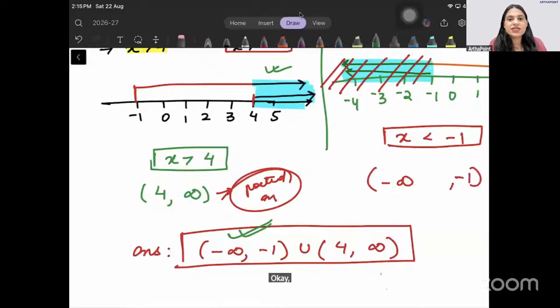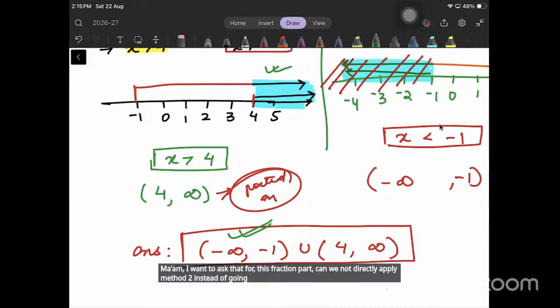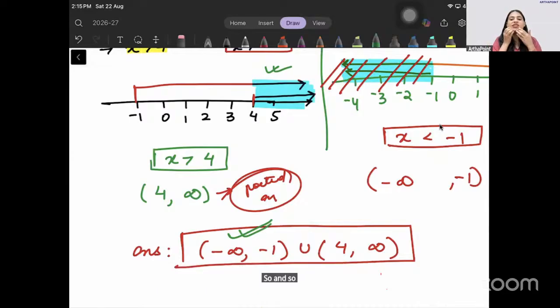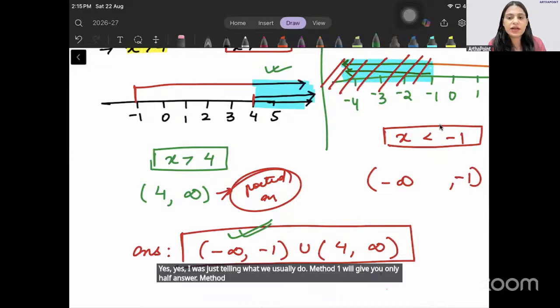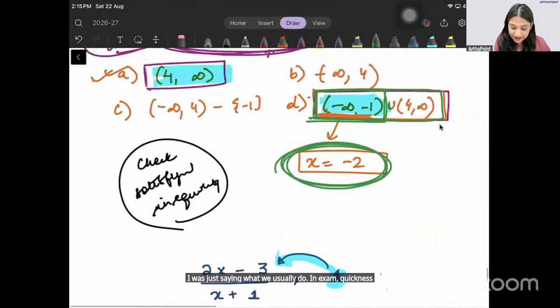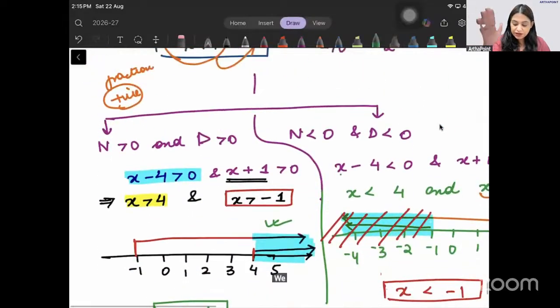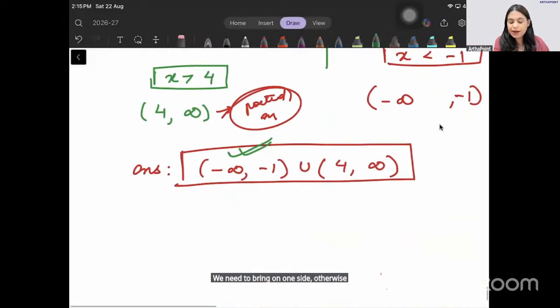Okay. Now please ask your doubt. Yes, please ask. Ma'am, I want to ask that for this fraction part, can we not directly apply method 2 instead of going for method 1 and so on? Yes, I was just telling what we usually do. Method 1 will give you only half the answer. Do not apply method 1. I was just saying what we usually do. In exam, in quickness we directly go ahead and cross multiply and solve. That is wrong. We need to bring everything on one side. Otherwise, we will only get some part of the answer.